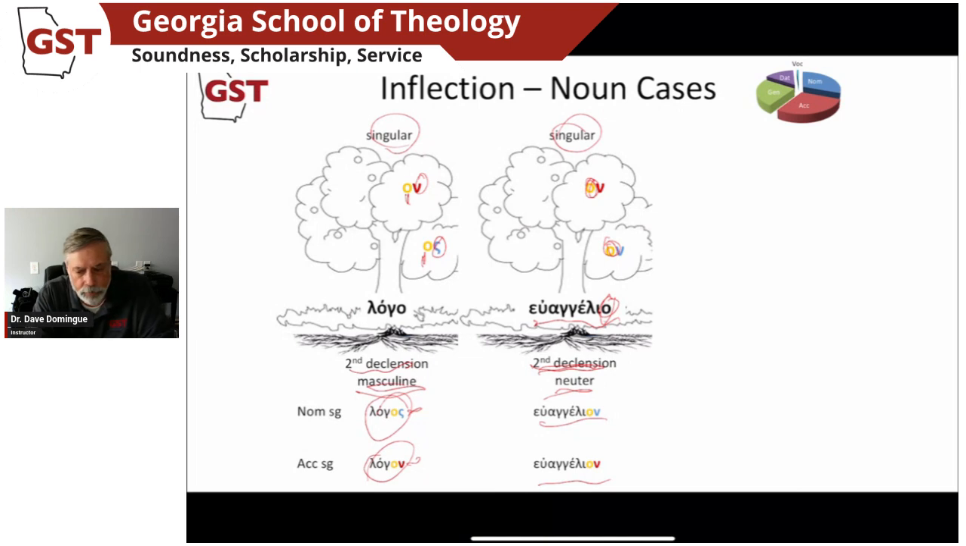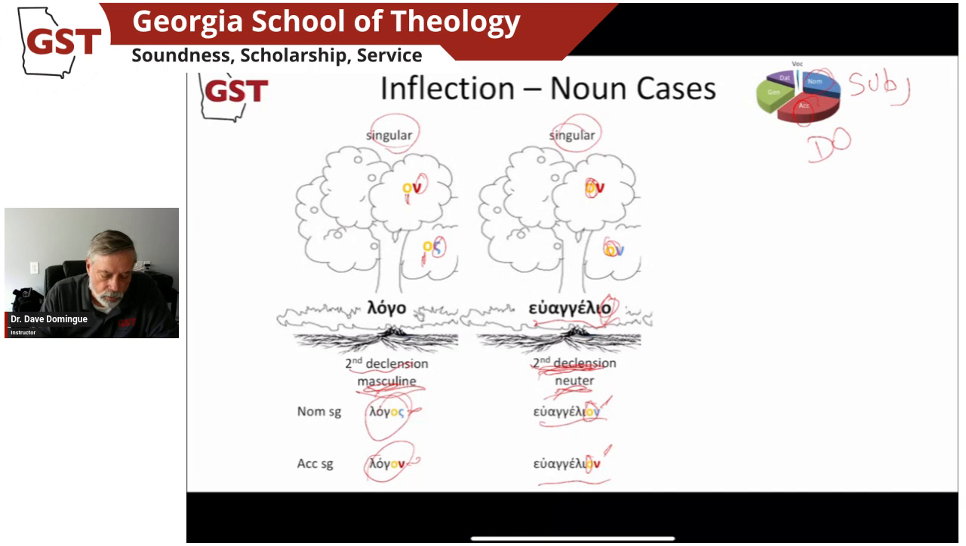It's not masculine, it's not feminine. I'm not talking natural gender, we're talking about grammatical gender, okay? Euangelion is going to be a neuter word, and it's going to follow the second declension pattern. Why? Because it has an omicron stem ending, connecting vowel. And so it's going to follow a certain pattern for a second declension masculine versus a second declension neuter. And that pattern becomes obvious as we start putting more and more together, all right?